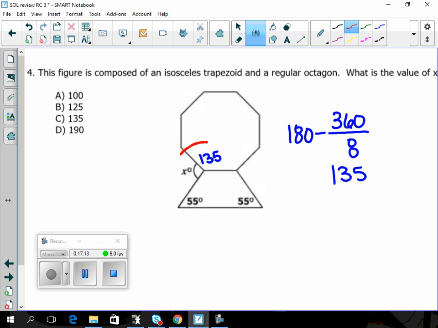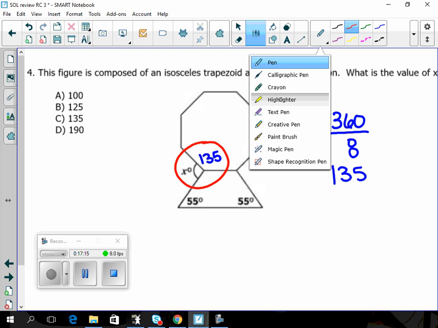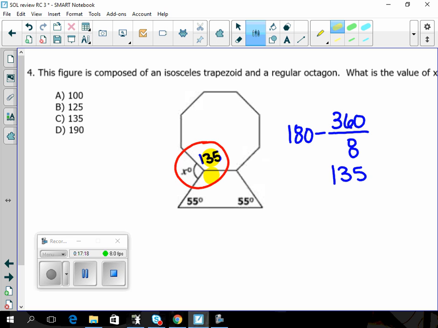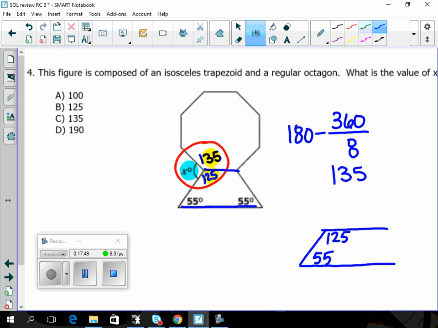Remembering that we're trying to find these three angles. We're trying to find this angle and this angle, and then that will help us find x. So I know that the inside of the octagon is 135. Now I have to find the inside of the trapezoid. Because I have the top and the bottom of the trapezoid as parallel lines, when I have two parallel lines cut by a transversal, I know that these two angles should add up to 180. So I know that this guy right here is 125.